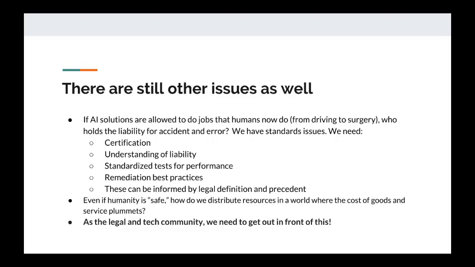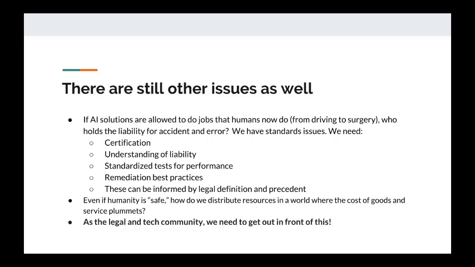Standardized tests for performance, especially in AI that's going to operate in the field, but even for machine learning algorithms that are going to make choices for people. What in the world happens, how do we remediate the situation if accidents do happen, how good does an AI system have to be in a situation where accidents are possible to minimize those? Does it have to be better than humans? If so, by how much? These things just need to be defined.